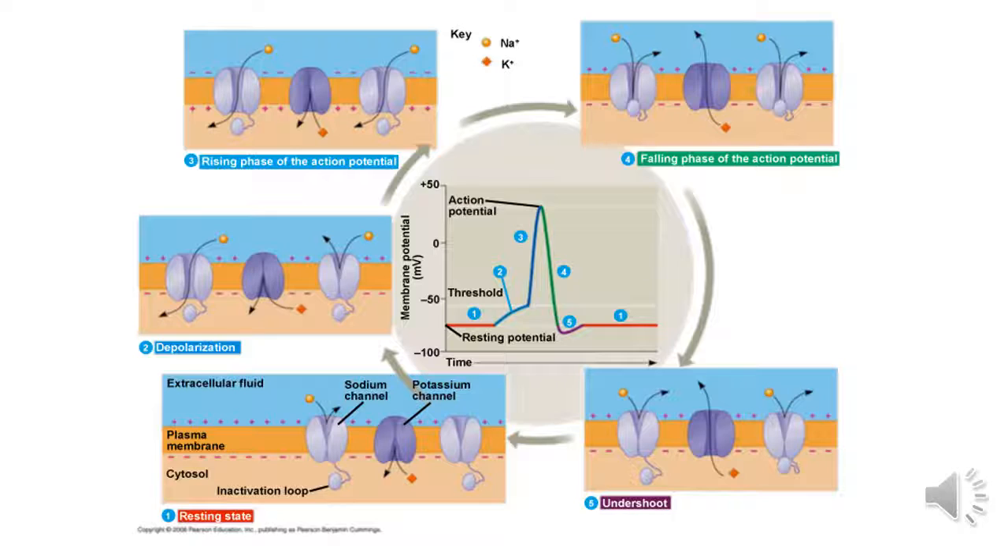And this continues to happen in the rising phase of the action potential. And then in 4, the falling phase of the action potential, or repolarization, the sodium is no longer rushing into the cell and the potassium is rushing out of the cell, which is returning the membrane potential to the resting potential. There's a little undershoot that happens while potassium is still rushing out of the cell, and then we get back to the membrane resting potential at negative 70 millivolts.